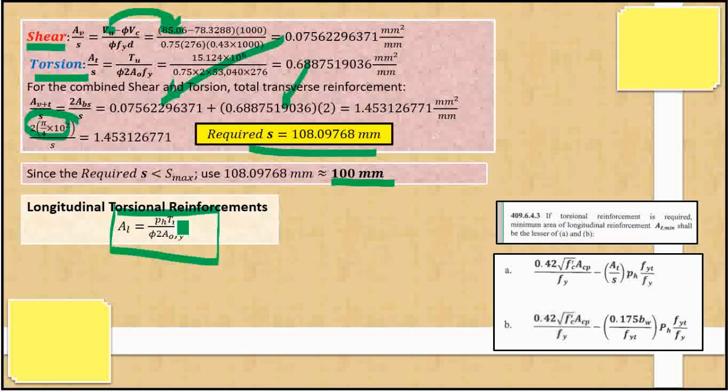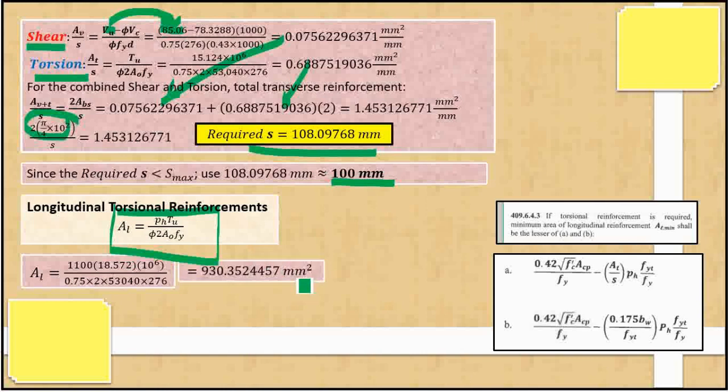Given naman tayo ng PH, yung TU, and yung AO and FY. Direct substitution na lang to. AL is equals to 930.35 mm squared. So, ito na ba yung gagamitin natin? Hindi pa. I-check pa natin muna siya dun sa AL minimum natin.